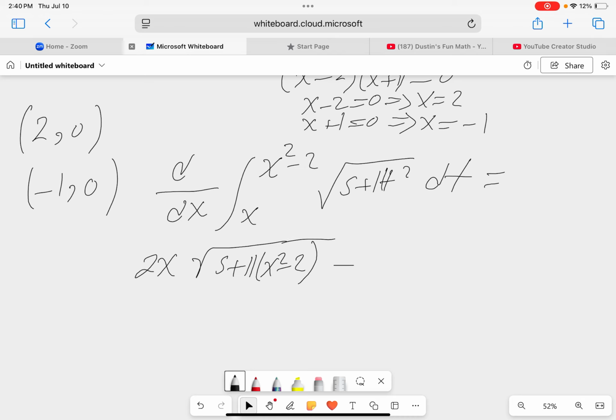And then you subtract from that the derivative of the starting limit x, which is going to be 1, and then 1 times the square root of 5 plus 11, and instead of t, you're going to put x. So it's going to be 11x squared. And that's going to be your derivative. And then when you find the derivative, I'm going to call it m1.